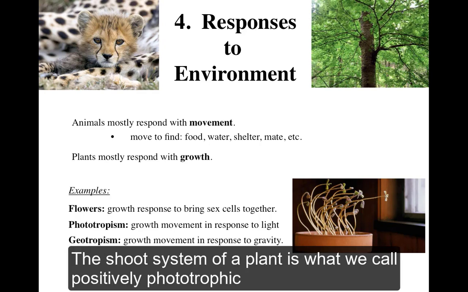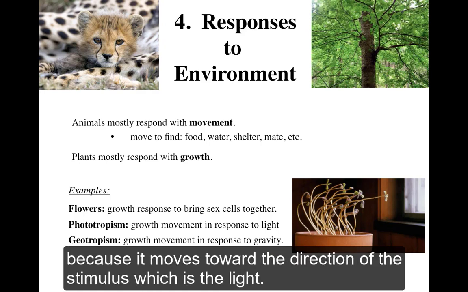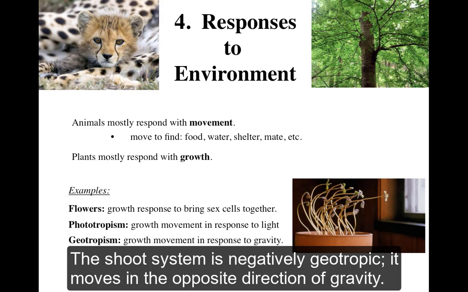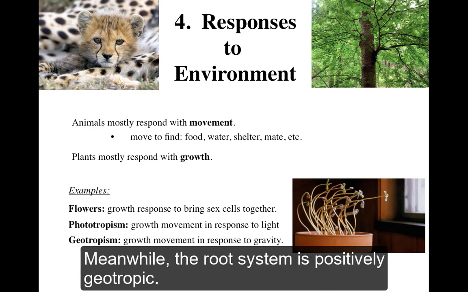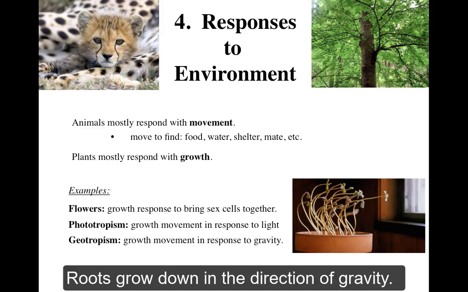The shoot system of a plant is what we call positively phototropic because it moves towards the direction of the stimulus, which is the light. The shoot system is negatively geotropic. It moves in the opposite direction of gravity. Meanwhile, the root system is positively geotropic. Roots will grow down in the direction of gravity.